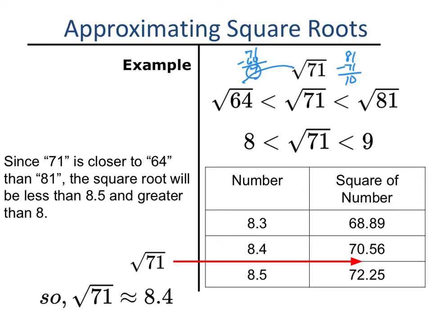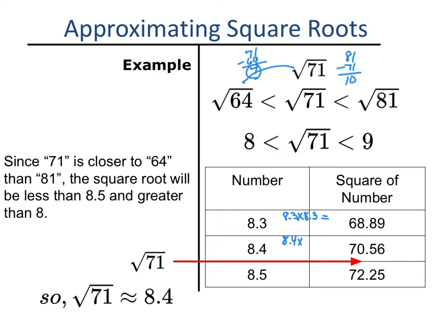So I'm going to create a table of values, and I'm going to start with 8.3, which is a total guess, and I'm going to find the square of 8.3, which means I'm going to take 8.3 times 8.3, which is equal to 68.89. That's not close to 71 yet, so I'm going to add another tenth and try squaring 8.4 to see what I get.